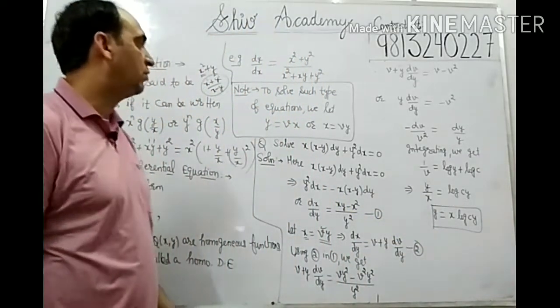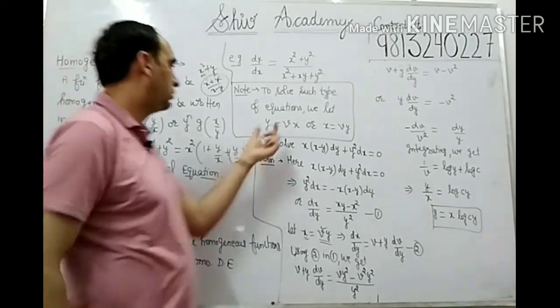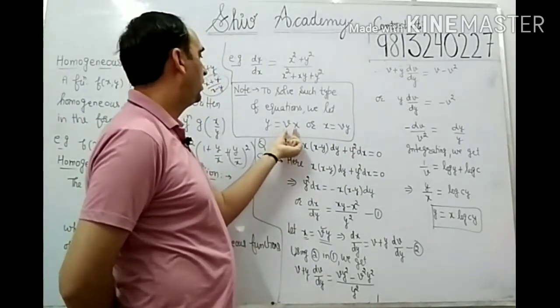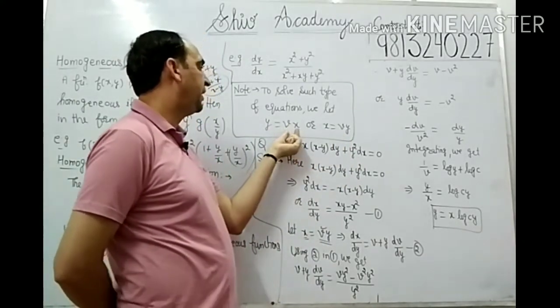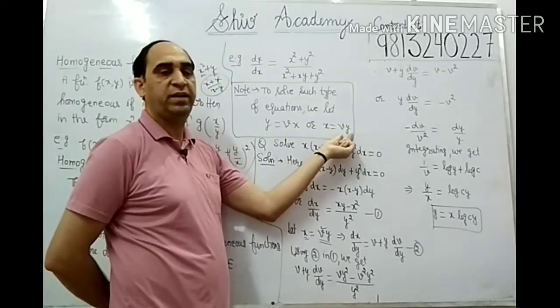So dear students, the method to solve a homogeneous differential equation is that you make a substitution either this or this, then separate the variables. If you are putting y equal to vx, then we separate v and x. If we are putting x equal to vy, then we separate v and y, and then we integrate.